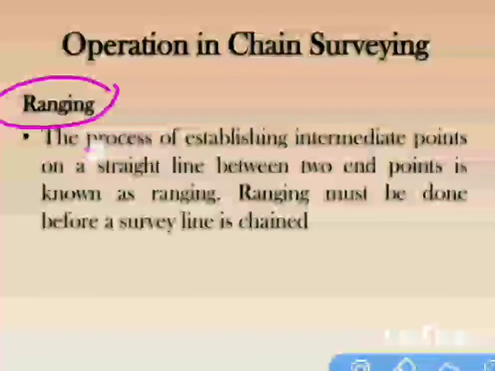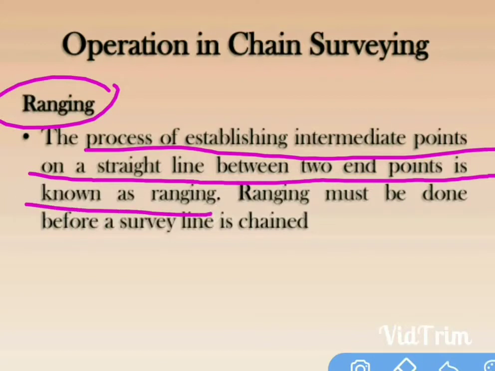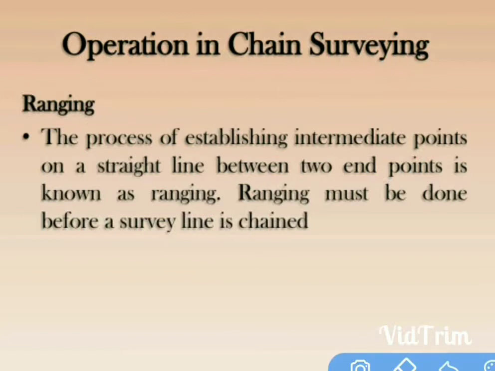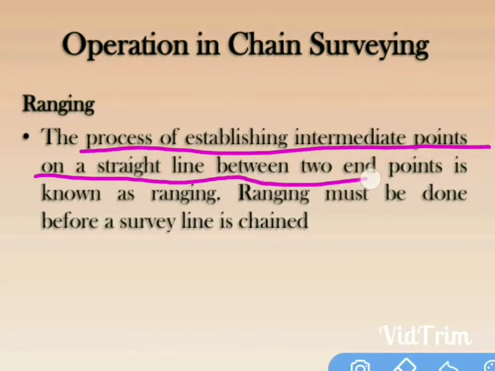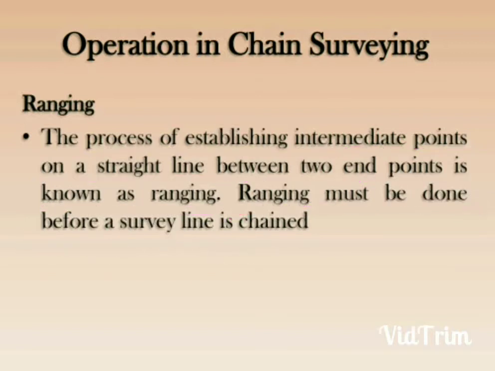We already saw that the process of establishing intermediate points on a straight line between two endpoints is known as ranging. What is the meaning of ranging? The process of establishing intermediate points on a straight line between two endpoints is known as ranging. Ranging must be done before a survey line is chained. Then only can we do chaining.